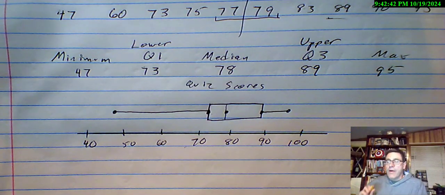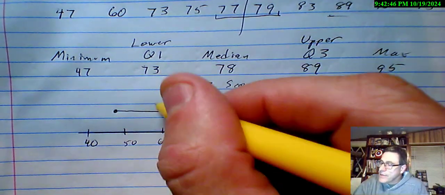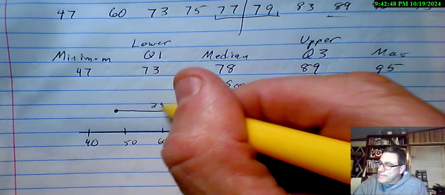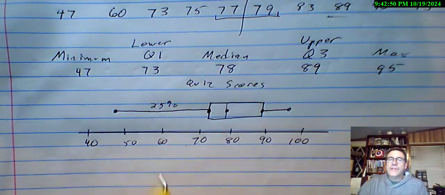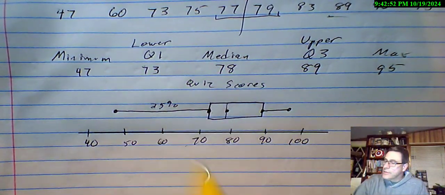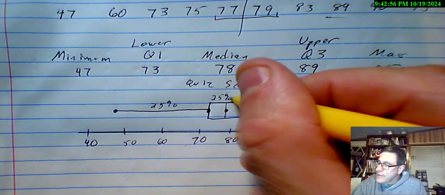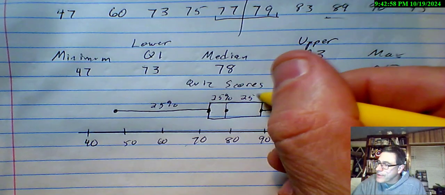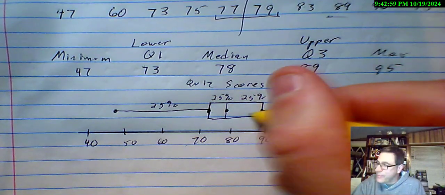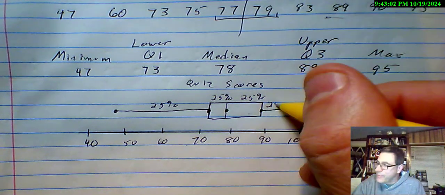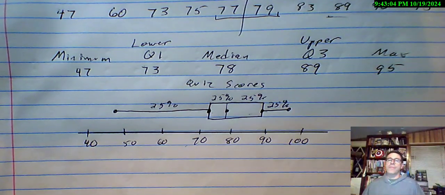All right. One of the cool things about this is now what we see is, on average, 25% of the data points are in that first whisker, 25% of the data points are in that first half of the box, 25% of the data points are in that second half of the box, and 25% of the points are in that upper whisker. And then you can see how spread out the numbers are.